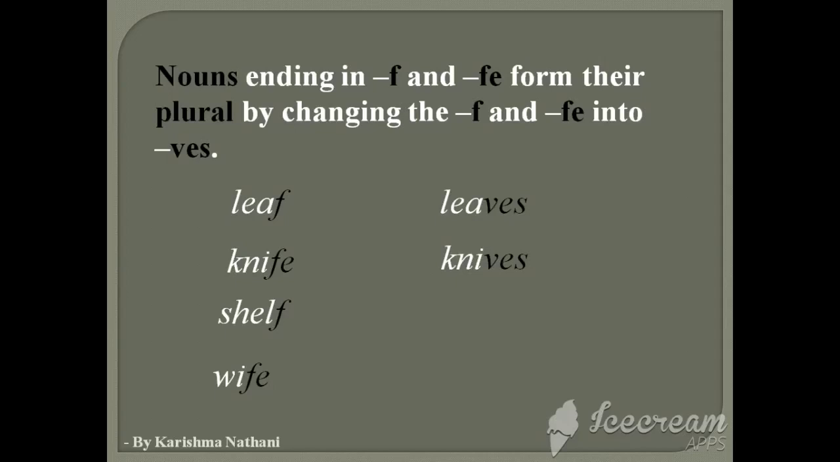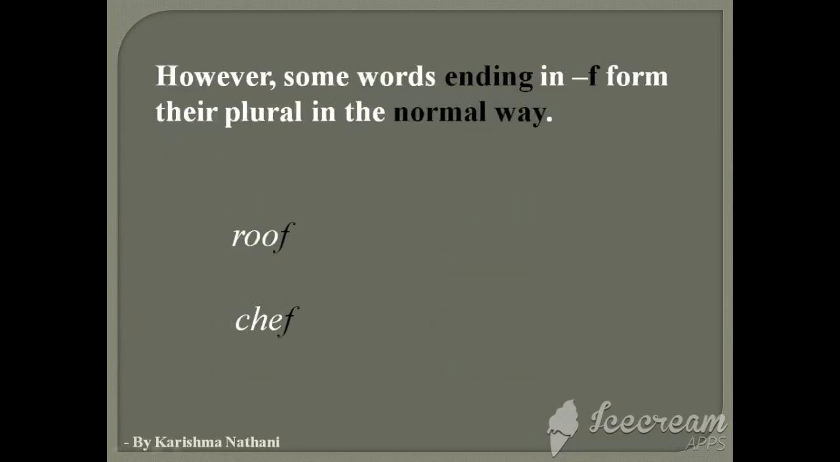Same way, shelf. We will remove F and put VES. It will become shelves. Wife. We will remove FE and put VES. So the plural of wife is wives. However, some words ending in F form their plural in the normal way, like roof to roofs. We do not have to remove anything. Chef, chefs.